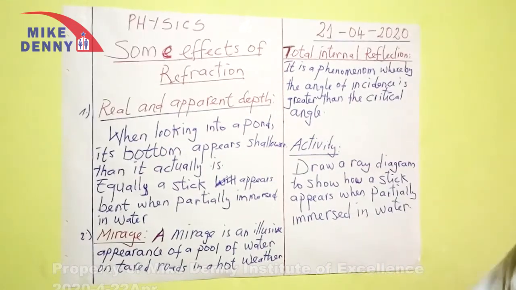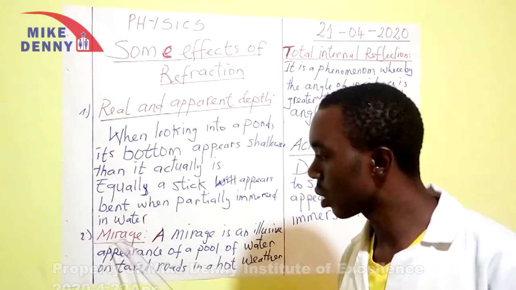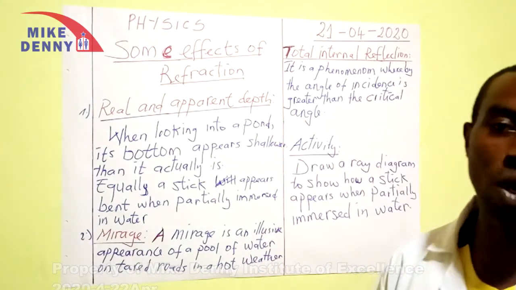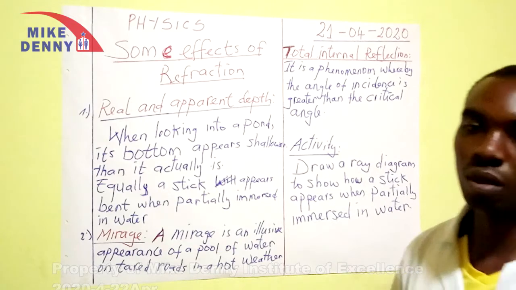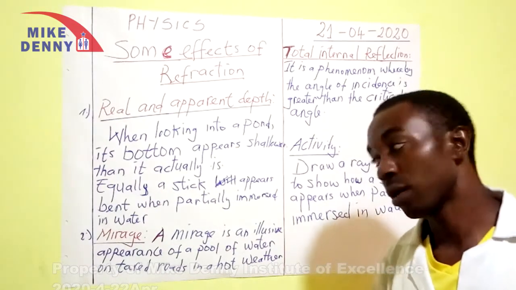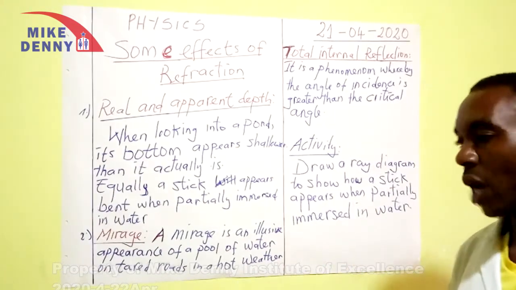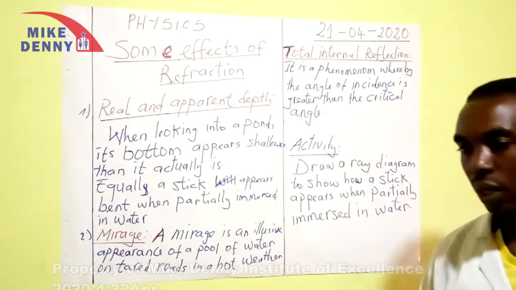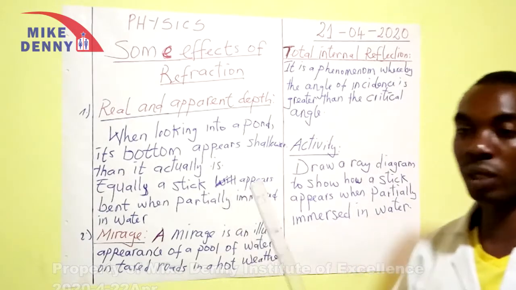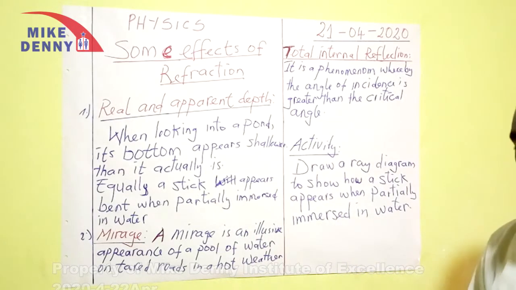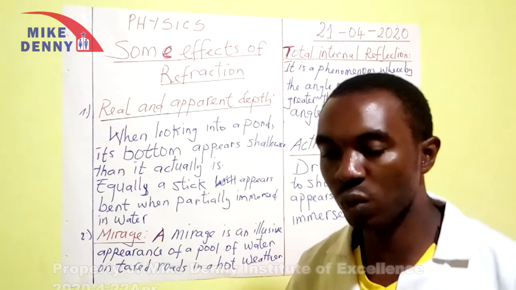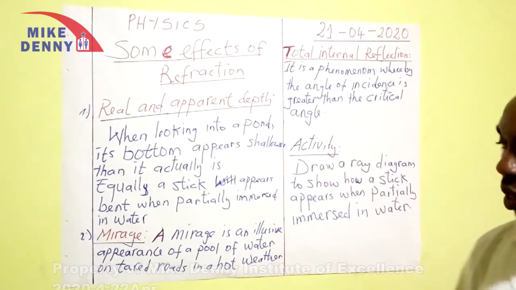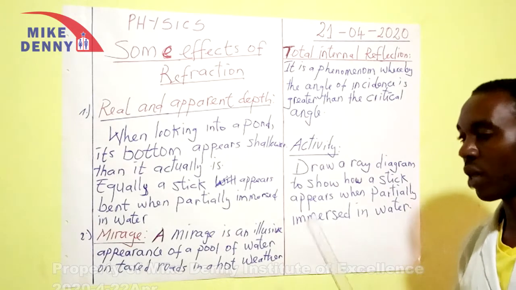We go to the second point here where we have mirage. It is very common, especially in the dry season, when you are moving on a tarred road on a very hot day, and you stand at a distance, you look at the distance ahead of you. It seems there's a pool of water on the tarred road. But as you move closer to that point, nothing. You can't see anything. This effect is known as mirage.